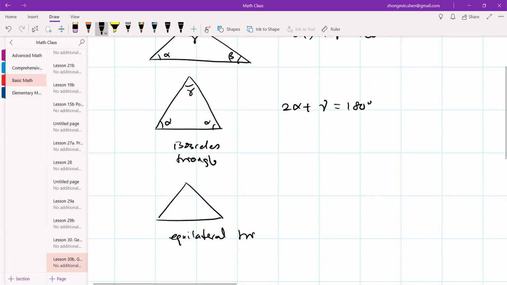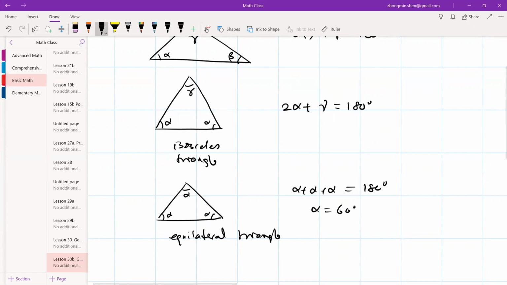Equilateral triangle. Now, for the equilateral triangle, three angles are the same, right? In this case, we can determine that alpha plus alpha plus alpha, the sum of three interior angles, is going to be 180 degrees. So alpha must be equal to 60 degrees. But for an isosceles triangle, you cannot determine the three angles.